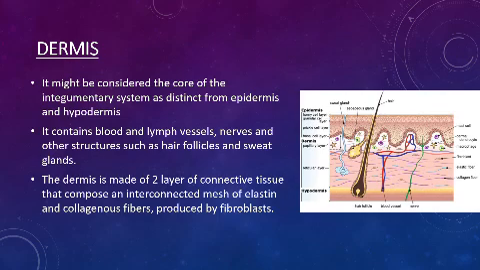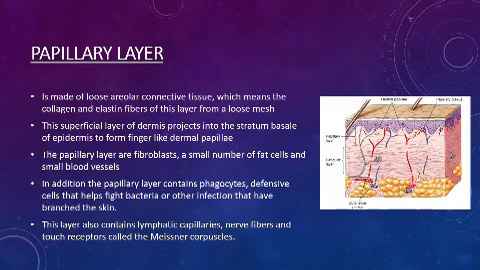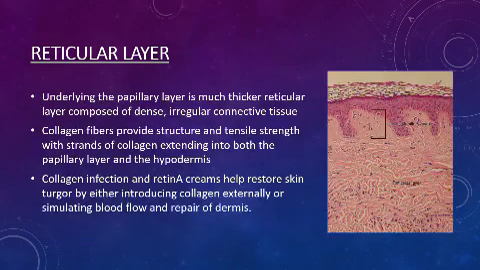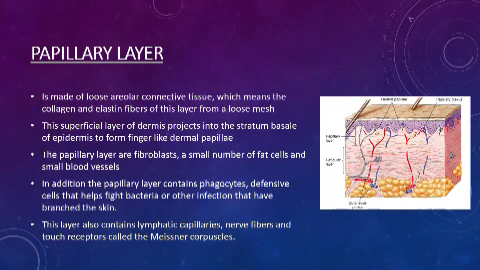The dermis is made up of two layers of connective tissues that compose an interconnected mesh of elastin and collagenous fibers produced by fibroblasts. What are those two layers? The papillary layer and the reticular layer. See this image: this part is called the papillary layer and this part is called the reticular layer of the dermis.